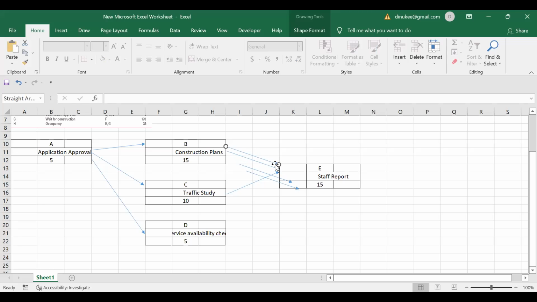So can you remember I have told you you can cross the arrows. You can cross the arrows if you are using the activity on node approach. That is okay to cross the arrows when you are using the activity on node approach. But do not cross the node, okay?